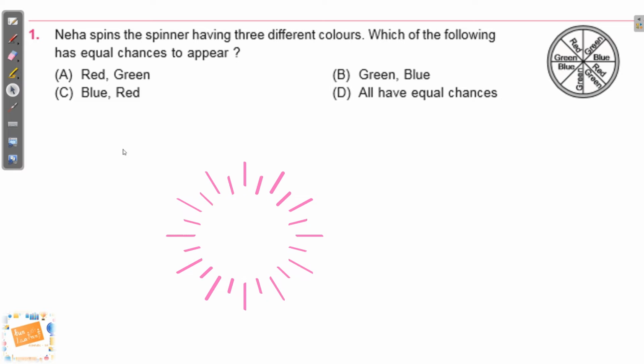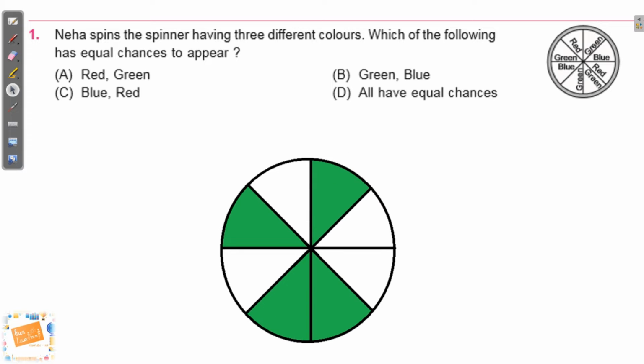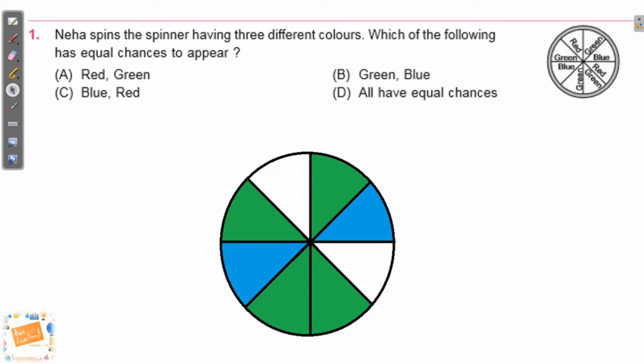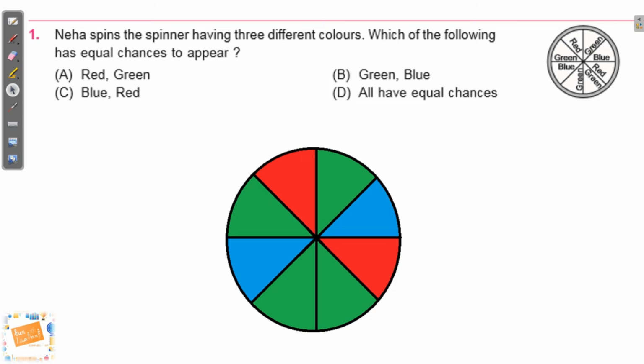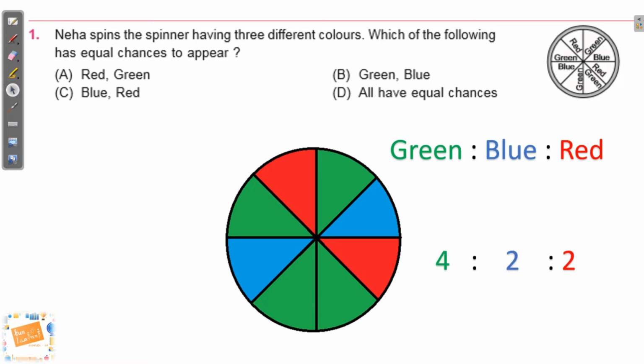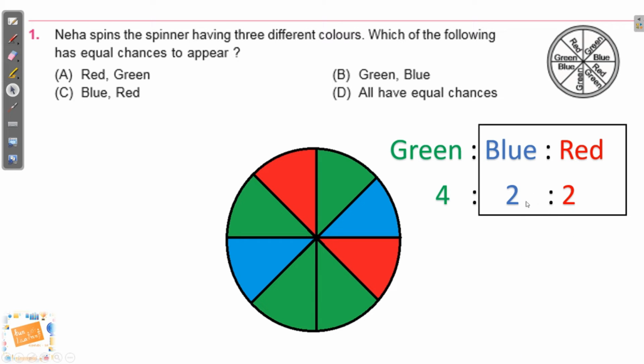I hope you have got your answer. Let's try to match it with our explanation. So here is a grid which has 4 sections colored as green, 2 sections colored as blue and 2 sections colored as red. So if we proportion green is to blue is to red, we'll see it is 4:2:2. So blue and red have the same proportion, that is the same number of chances to appear. That's why our answer is option C.